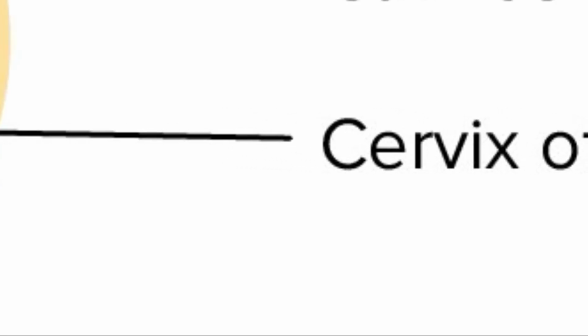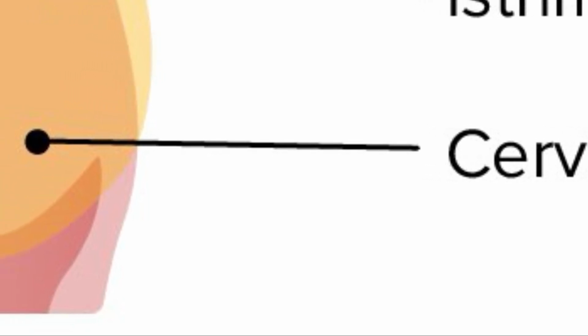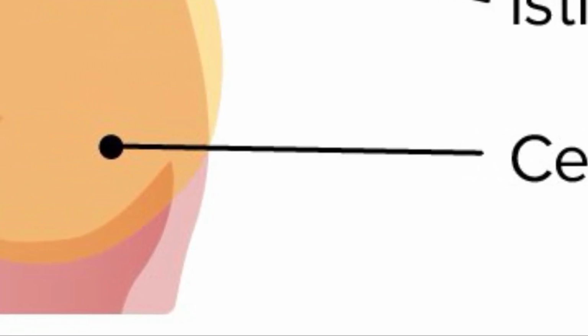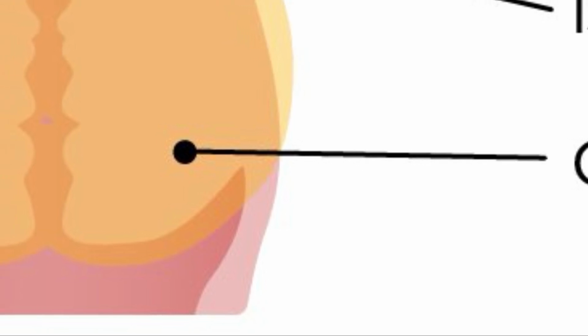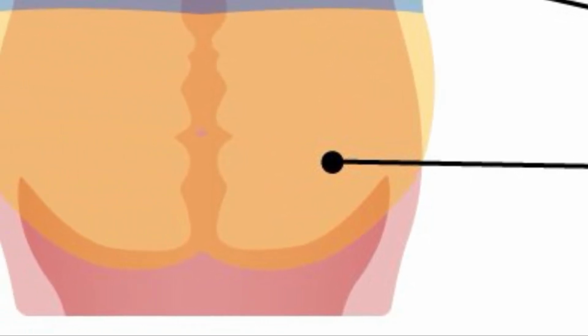The last main part of the uterus that we'll be talking about is the cervix. This is a lower cylindrical portion projecting into the vagina. It serves as a gateway between the uterine cavity and the vaginal canal, featuring the internal os, also known as the opening into the uterus, and the external os, also known as the opening into the vagina.